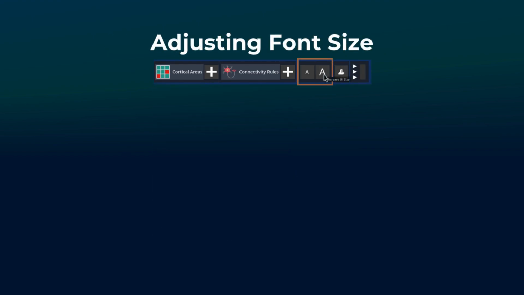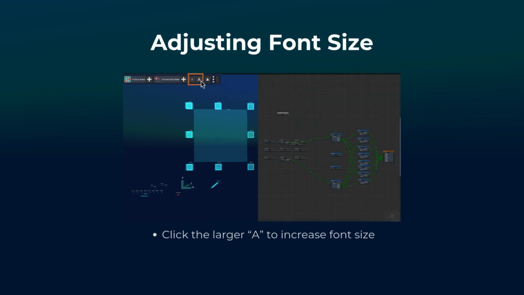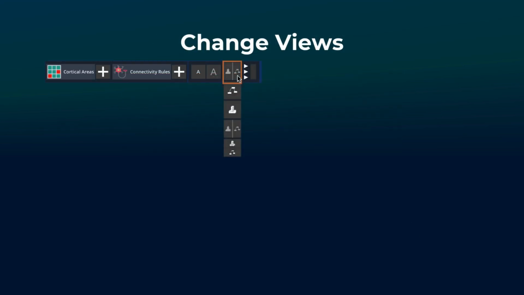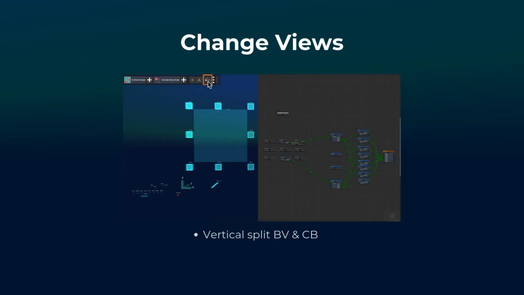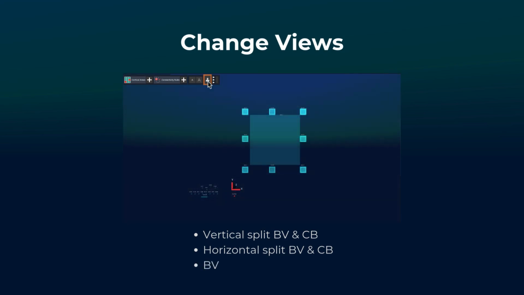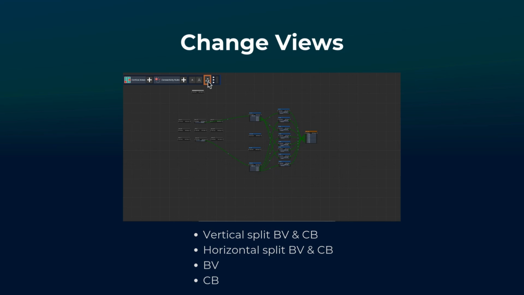To adjust the font size, click the larger A to make the font size bigger, or click the smaller A to make the font size smaller. Neurorobotics Studio allows you to choose between 4 different views. First, we have the vertical split of the Brain Visualizer, otherwise known as BV, and the Circuit Builder, otherwise known as CB. Then we have a horizontal split between the BV and CB. We have just plain BV and just plain CB.